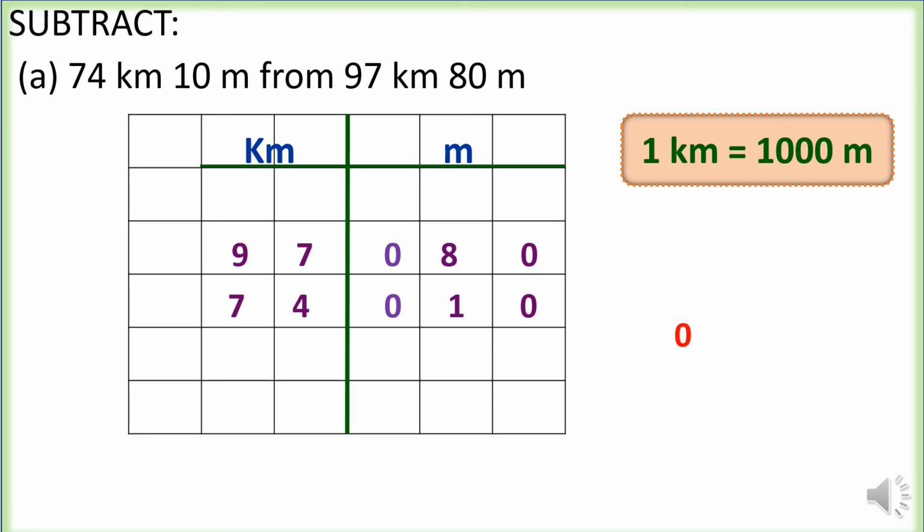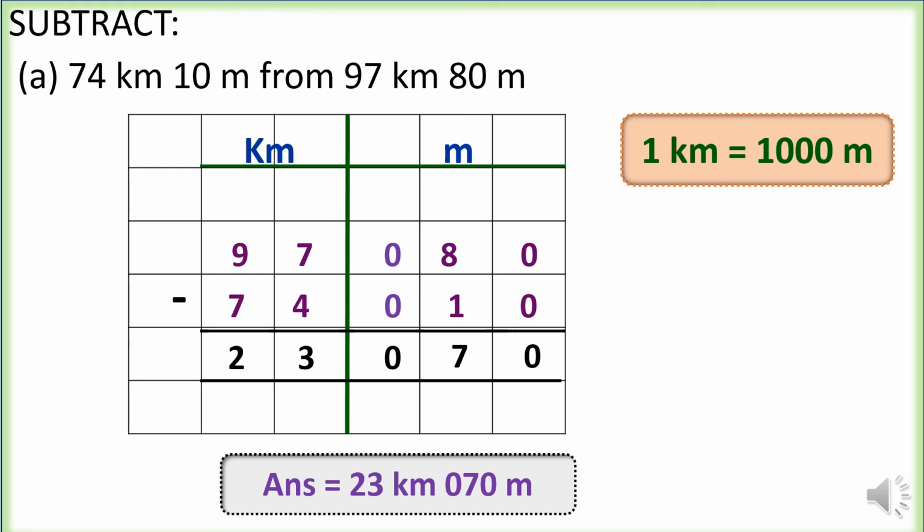Now we will subtract. While subtracting also, we should subtract from the meters column first. Why? Because it is the smallest unit. 0 minus 0 is 0. 8 minus 1 is 7. 0 minus 0 is 0. 7 minus 4 is 3. And 9 minus 7 is 2. So the answer is 23 kilometers and 70 meters.